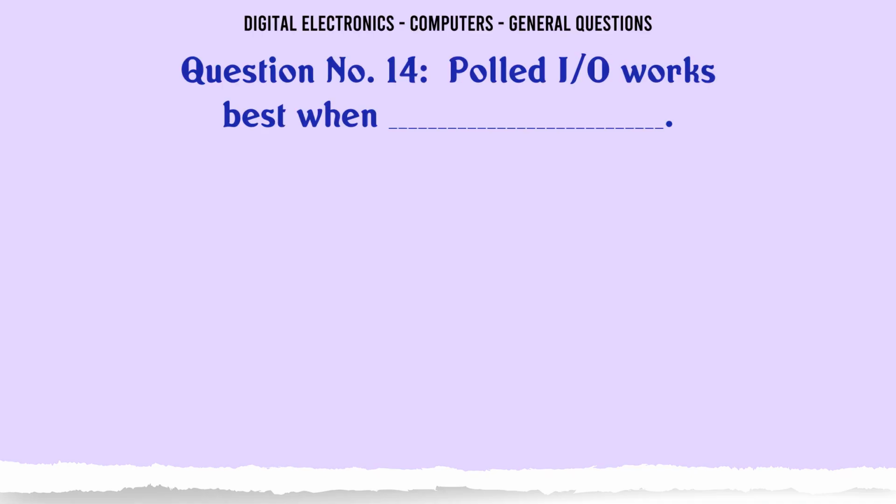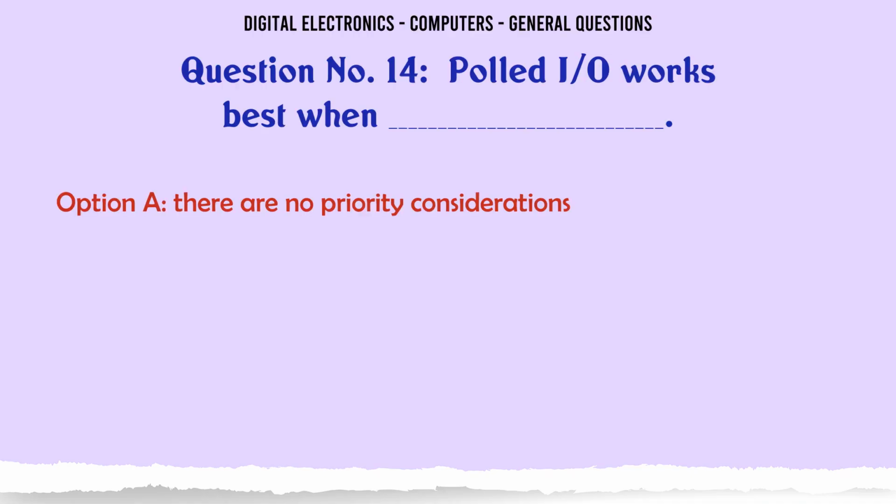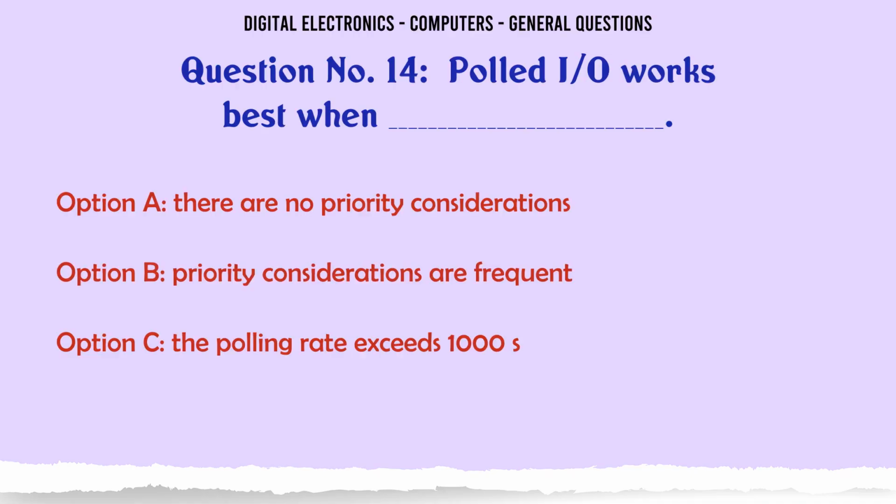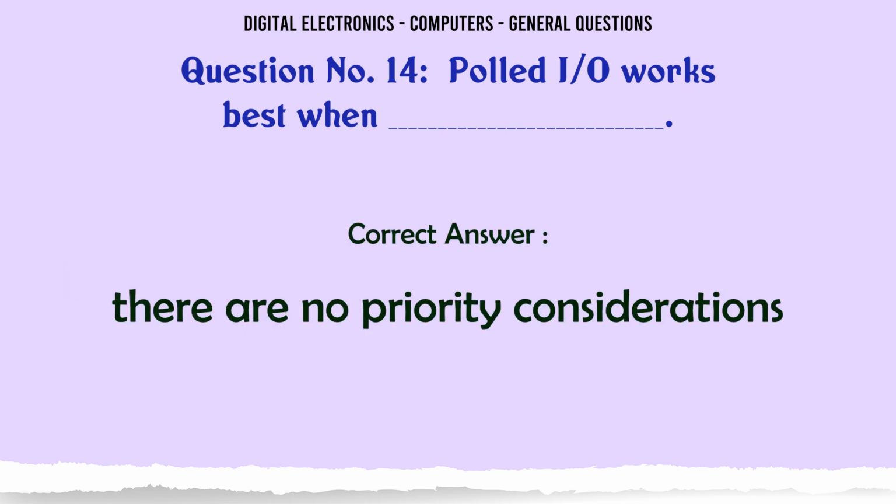Polled I/O works best when A. There are no priority considerations. B. Priority considerations are frequent. C. The polling rate exceeds 1000 per second. D. The polling rate is below 1000 per second. The correct answer is there are no priority considerations.